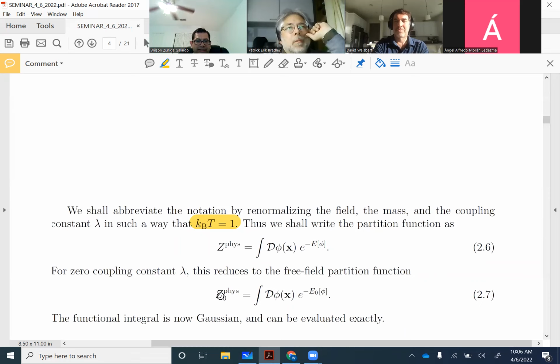Now, remember that this energy functional depends on lambda. If lambda is 0, this means that the energy functional doesn't contain the interaction term. This Z0 is the value of this functional when lambda is 0.